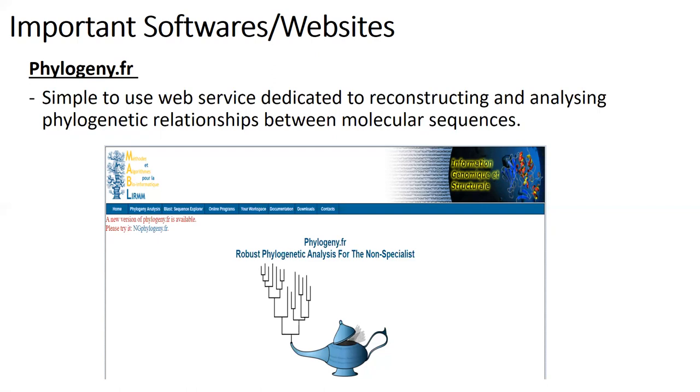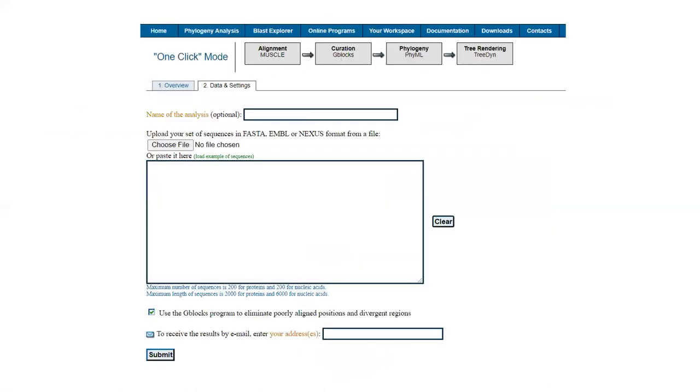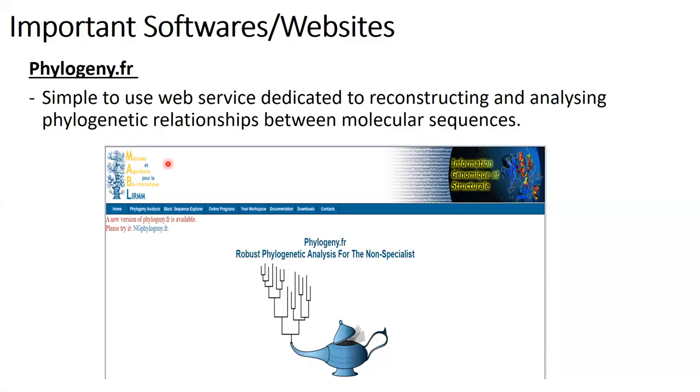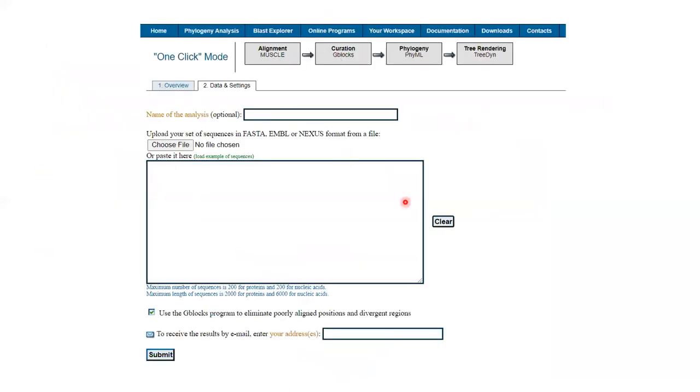So let's discuss how it works. It's very simple. You can just select the phylogeny analysis option, and there is an option to go back. You can just click here and it will open a second window, which is here. One click, it's very simple.